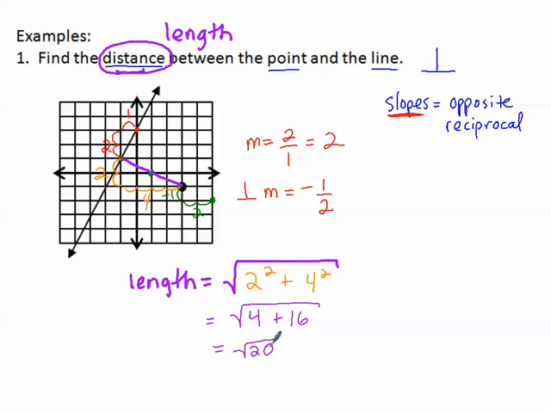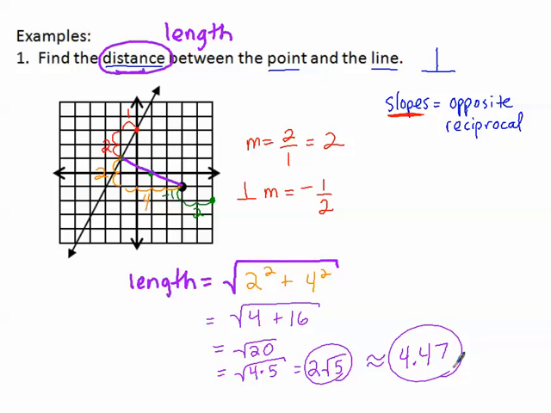Now the directions aren't specifying how to leave my answer, so let's practice leaving it both ways. Square root of 20 is the same as square root of 4 times 5, and that makes 2 square roots of 5. If I type it in my calculator, I get approximately 4.47. So I'm going to give both answers.